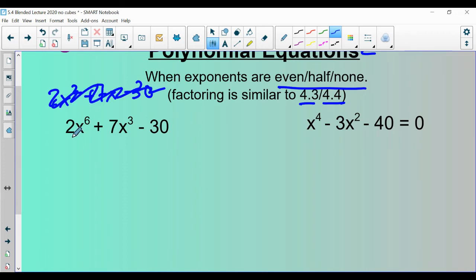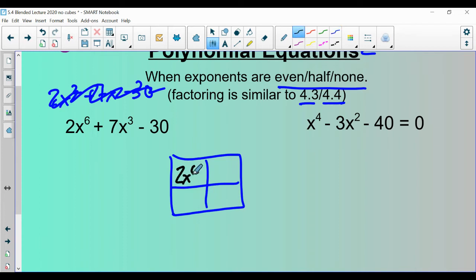Basically, if you were to factor this statement, because there's a number in front of the x to the 6th, the first term, that tells you it's going to need the box method. And you should be able to answer this question just like you would have in section 4.4. The first term goes in the first box, 2x to the 6th. The last term goes in the last box, negative 30. And then you multiply 2 and negative 30 and you get negative 60. And you're looking for factors of negative 60 that get you to positive 7, the middle term, right? This is not new. This is just like section 4.4.